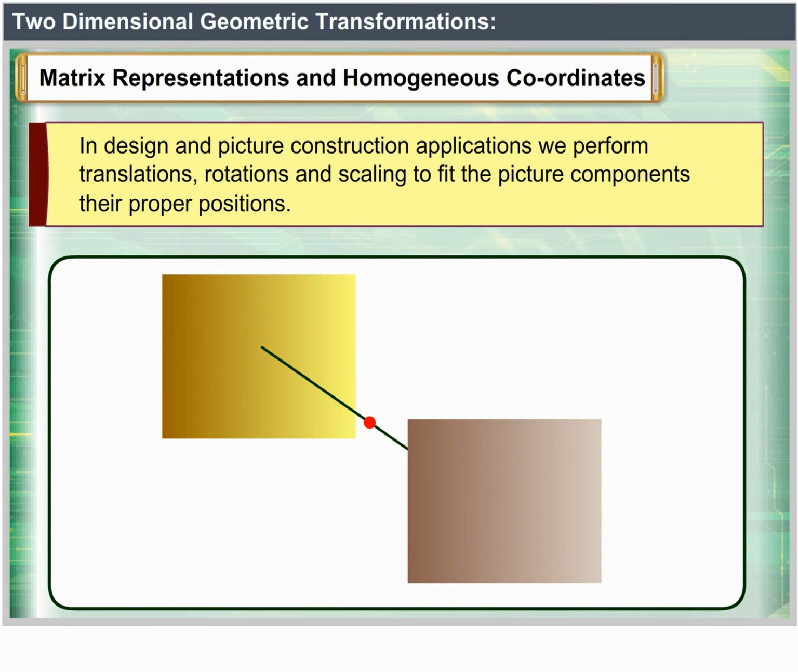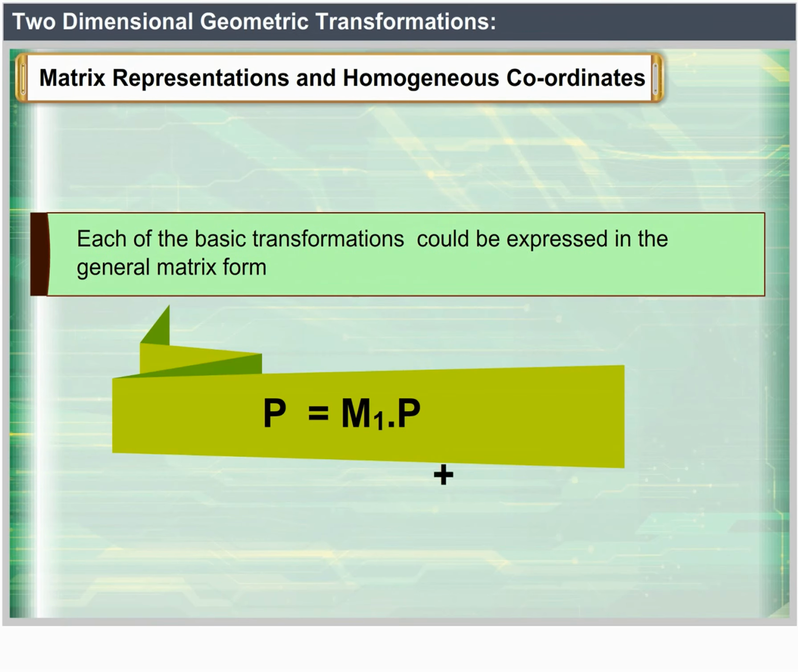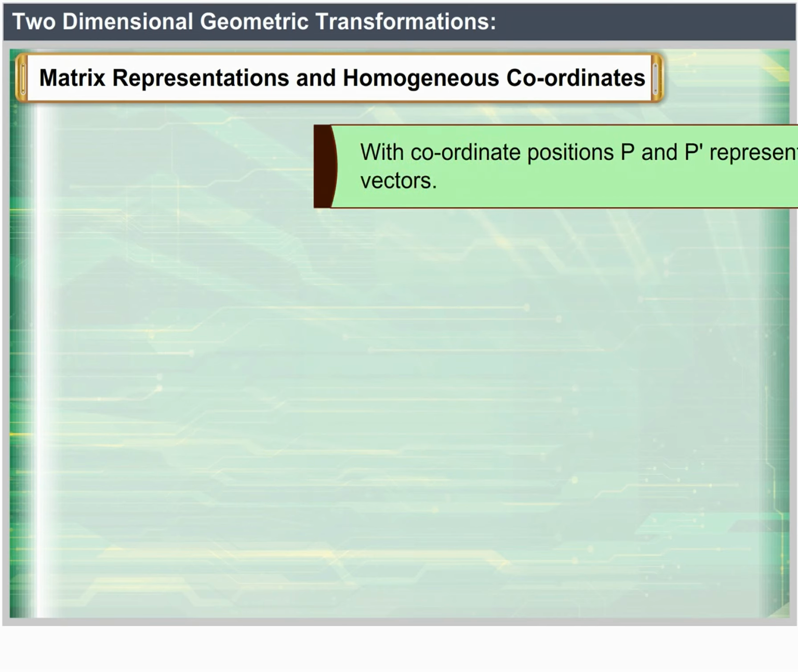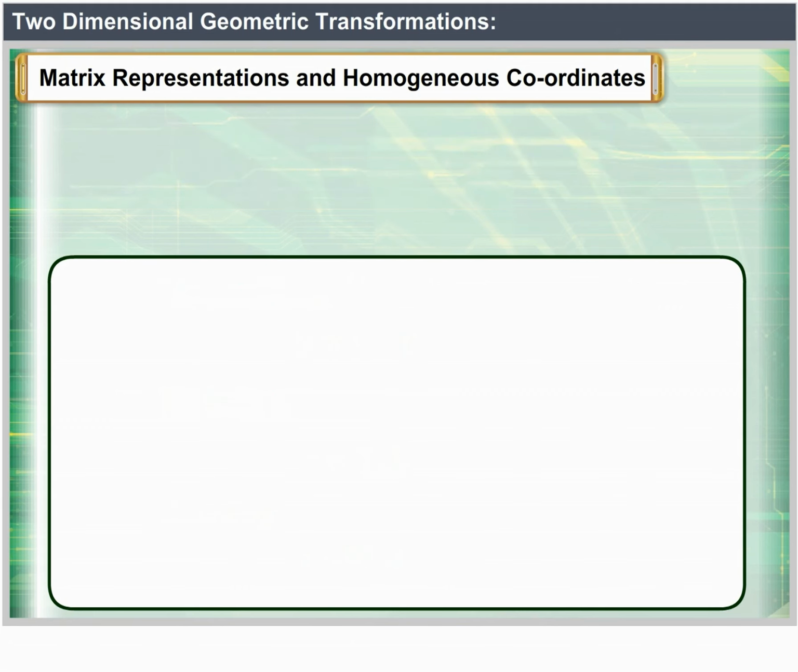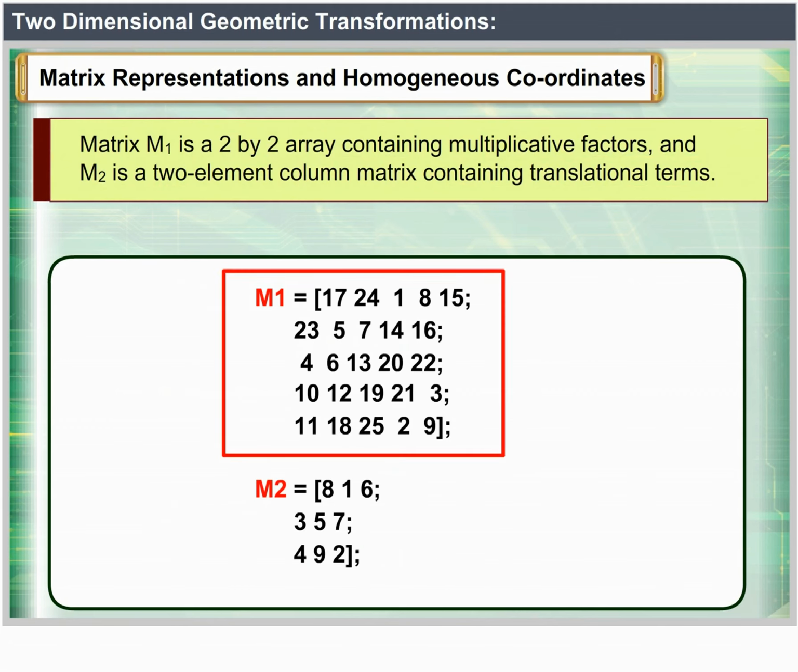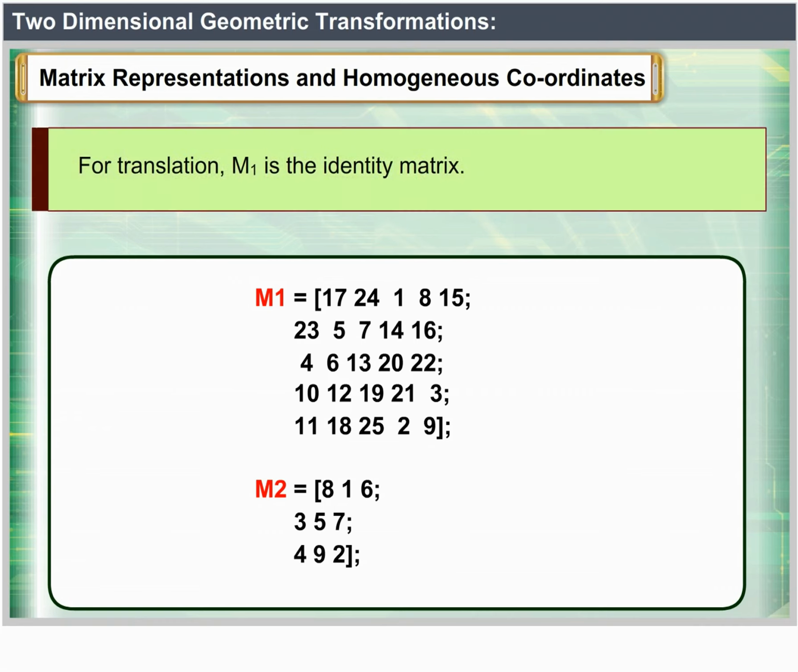Each of the basic transformations can be expressed in the general matrix form, with coordinate positions P and P' represented as column vectors. P' equals M1 times P plus M2. Matrix M1 is a 2 by 2 array containing multiplicative factors, and M2 is a 2-element column matrix containing translational terms. For translation, M1 is the identity matrix. For rotation or scaling, M2 contains the translational terms associated with the pivot point or scaling fixed point.